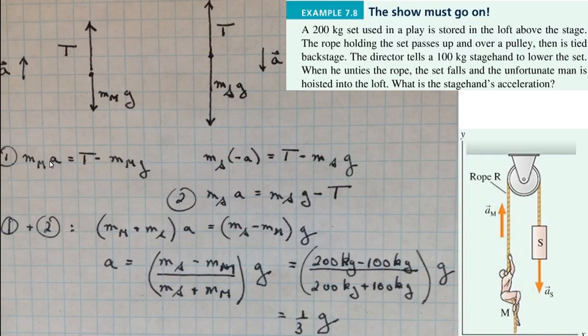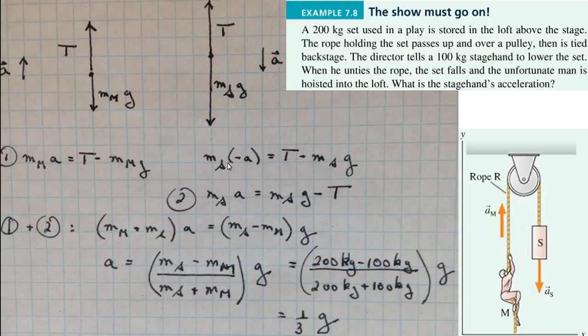So we can now easily write a Newton number 1 for the human being, and that's simply going to be little m sub big M times a. That's little m sub big M, the mass of the human, 100 kg, is equal to T minus little m sub big M times little g. Again, notice how I'm bookkeeping the signs here, the signs of the components.